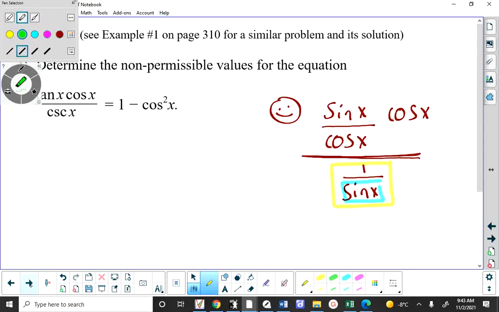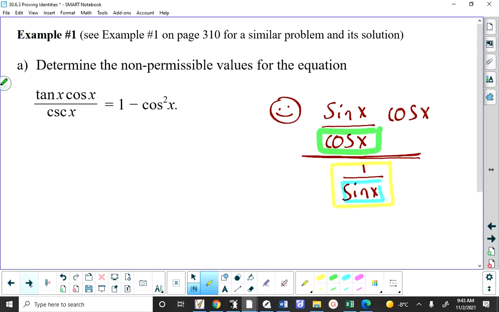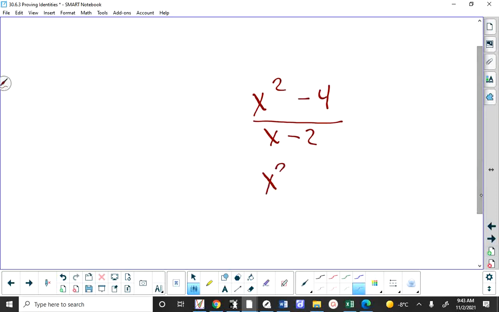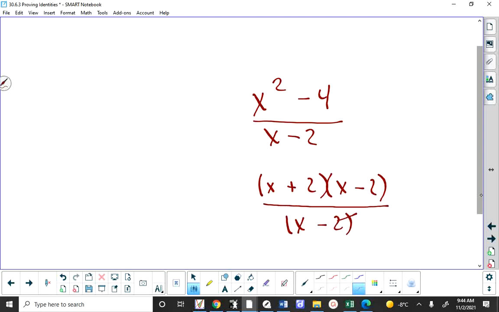I hope you know we can cancel these two cosines, but you have to find non-permissible values before you cancel. This goes back to rational expressions in Math 20. If I tell you to determine the non-permissible values of this, and you say, well, I can factor x squared minus 4 into x plus 2, x minus 2, and it's over x minus 2, so I can cancel that. So this thing is equal to x plus 2. There are no non-permissible values. Then we have an issue, because there are non-permissible values.